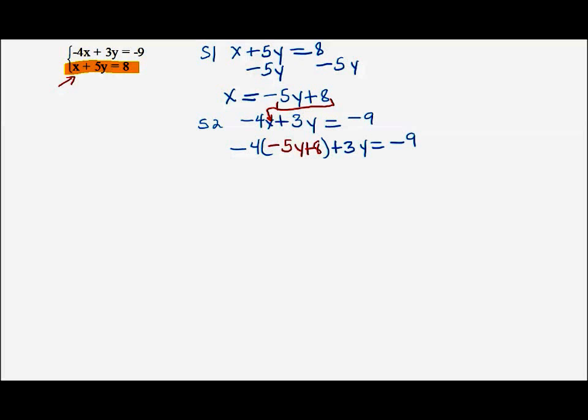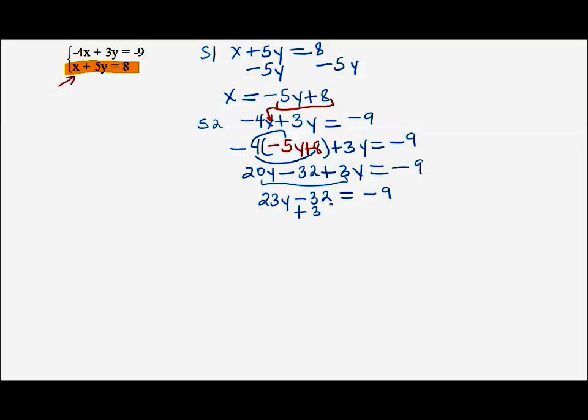Now I can solve this equation for y. You'll notice that I only have y variables here. If at this point you still have 2 variables, go back and check yourself. You've done something wrong. So negative 4 times negative 5 gives me a positive 20y. And negative 4 times a positive 8 gives me a negative 32. Then I bring down what's remaining. Now here I can combine like terms. I have a 20y and a 3y, which gives me 23y. Bring down everything else.